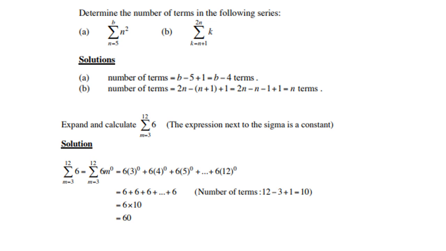Why do I do it? So I can expand. So be careful with this one. So therefore, m is 3, then 4, then 5, right up to 12. So it is 6 plus 6 plus 6 plus a last 6, right? So the number of terms will be, remember now, 12 minus 3 plus 1, top minus bottom plus 1. So there should be 10 terms. So therefore, there should be 10 sixes. And the answer is 60.